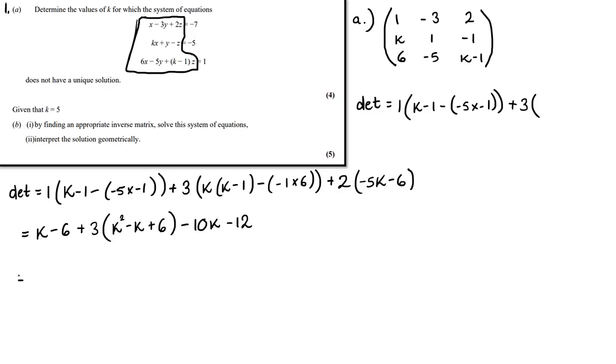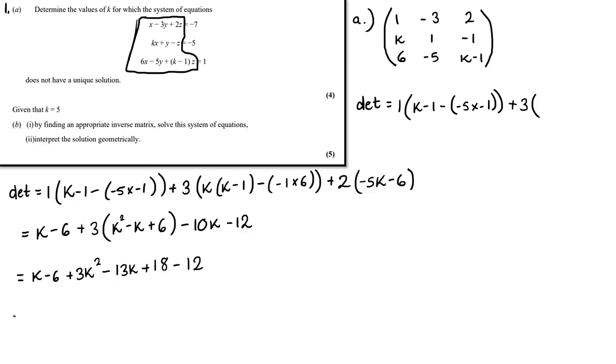And again, let's just clean this up one more time. So we're going to get k minus 6 plus 3k squared there. So we get 3k squared. Now I've got minus 10k here, and this is minus 3k, so in total that's going to be minus 13k there. And then we've got 3 times 6 giving us plus 18 there. So plus 18, and finally we've got the minus 10k, which we've just put together with that. We've got the minus 12.